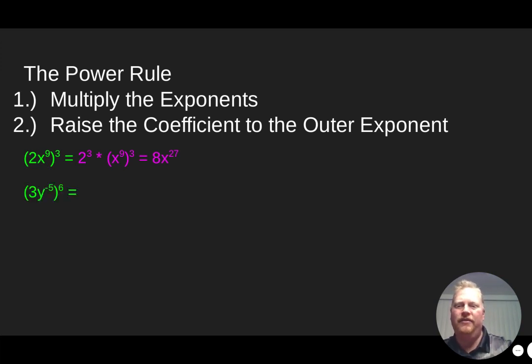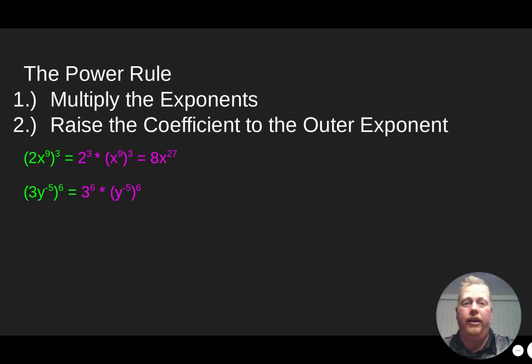3, y to the negative 5th, and all that to the 6th. So let's visualize it. Take that 6 and apply it to the 3. Take the 6 and apply it to the y to the negative 5th. So 3 to the 6th power, let's see, that's not 18. I've got to do 3 times 3 times 3 times 3 times 3 times 3. So I believe that is 729.